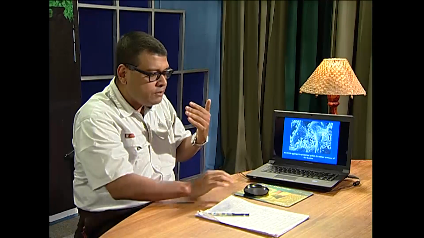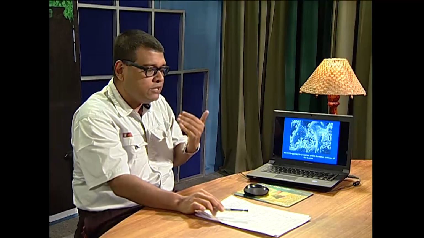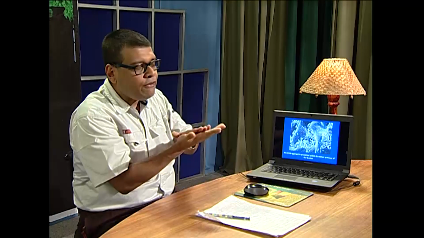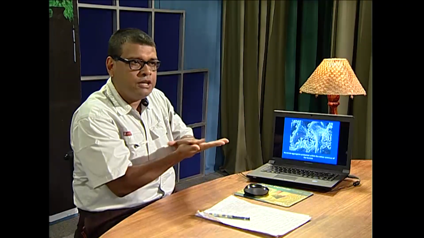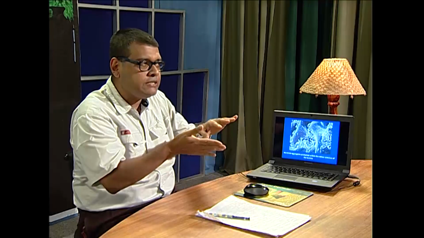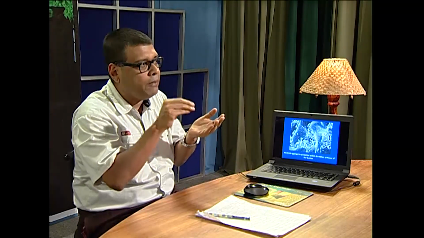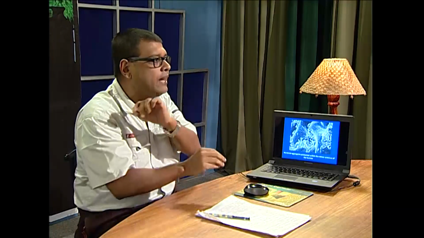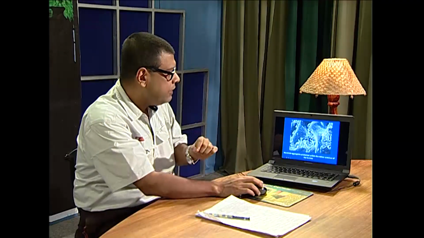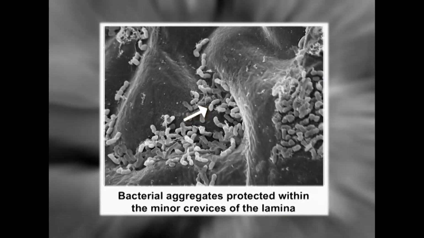Now coming to the leaf surface, the nature of the leaf surface. You see, the leaf apparently is not a smooth surface. There will be crevices and cracks, and these crevices are the ideal points where the bacterial pathogens or the bacterial epiphytes will locate themselves. And when they locate, you can see this is a minor crevice where you can see maximum accumulation of bacteria.